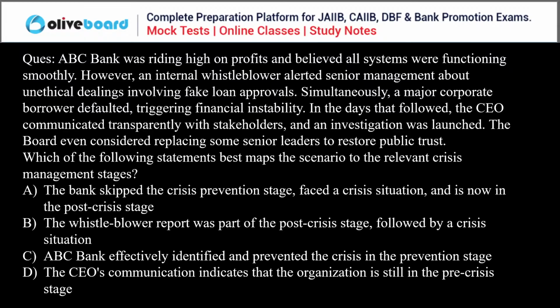The bank skipped the crisis prevention stage, faced a crisis situation, and is now in the post-crisis stage. The whistleblower report was part of the post-crisis stage, followed by a crisis situation. ABC Bank effectively identified and prevented the risk. The CEO's communication indicates that the organization is still in the pre-crisis stage. Tell me the correct answer.